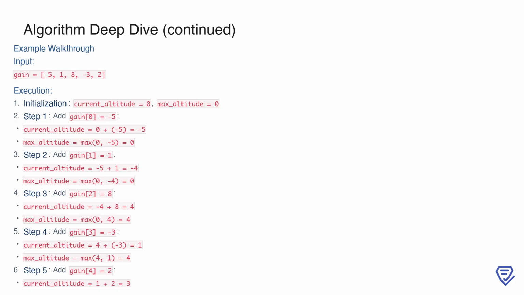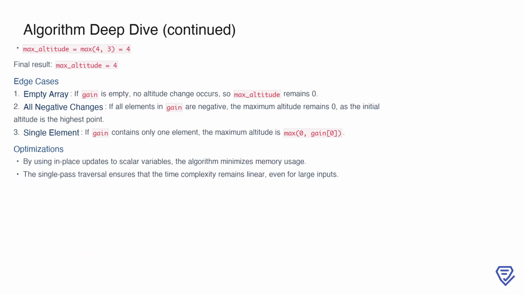The max_altitude remains 4, as it's still the highest altitude. At the end of the example, the final value of max_altitude is 4, which is our result. It's worth considering a few edge cases as well.